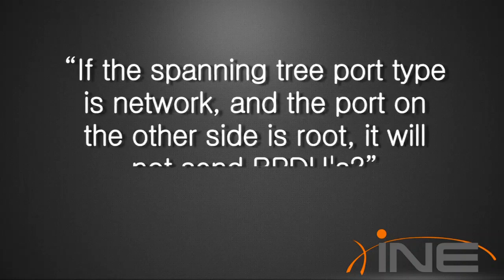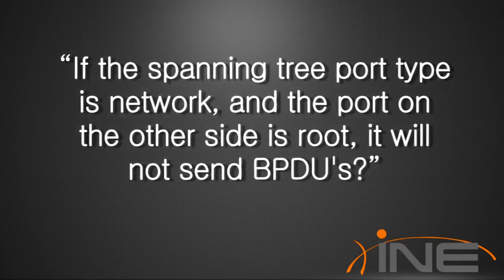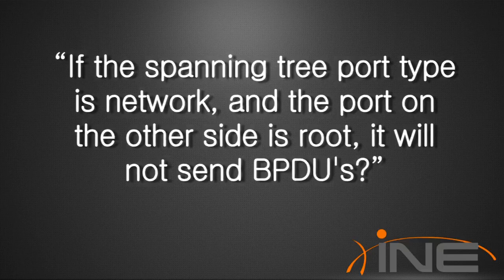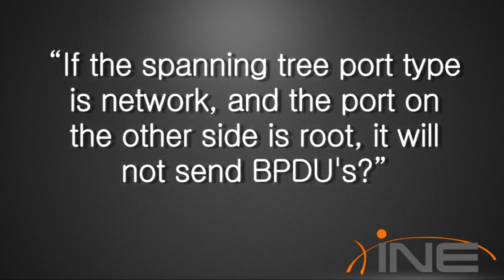If the spanning tree port type is network and the port on the other side is root, it will not send BPDUs. Well, in rapid spanning tree, you send BPDUs regardless. You send BPDUs out all ports, so it should be fine. Worst case scenario, you could revert the link to spanning tree port type normal, which just means that you don't run the bridge assurance feature if you have some sort of interoperability problem with it. So spanning tree port type normal is the same as a regular port in Catalyst IOS.